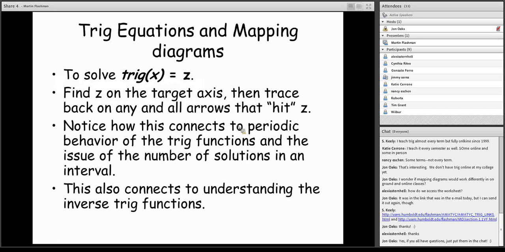It means if the equation is to solve the trig function of x equals z, you find the z on the target axis, then you trace back on any and all of the arrows that will hit that z. Notice this connects to the periodic behavior of the trig functions and the issue of the number of solutions in the interval.